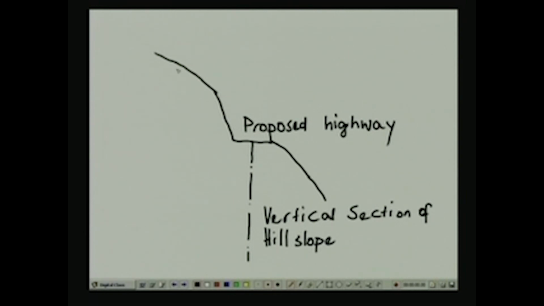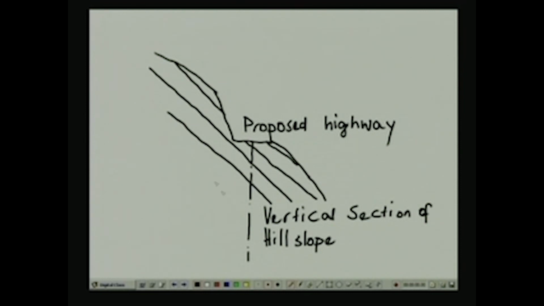Now, let us say this particular hill slope is underlain by a jointed rock, and one of the joint sets is oriented in this manner. If you have this kind of joint set, so this is the joint set.